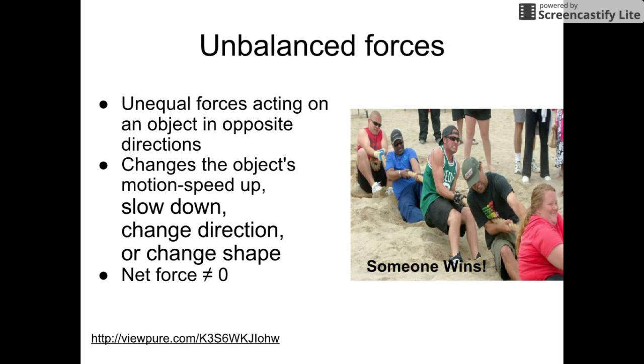Unbalanced forces are when they are unequal and they are going in opposite directions. This changes the object's motion. It can speed it up, it can slow it down, it can cause the object to change direction or change shape. The net force for an unbalanced force is going to be anything other than zero. So in the case of tug of war, this is when we would have one of the teams being stronger than the other and they would win.